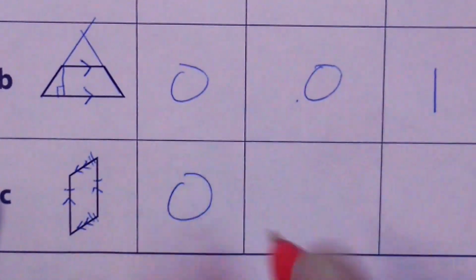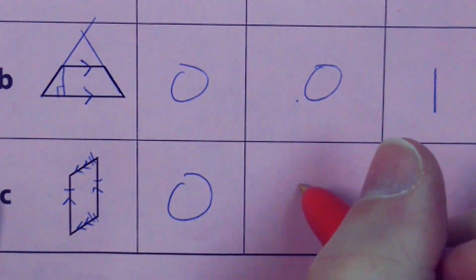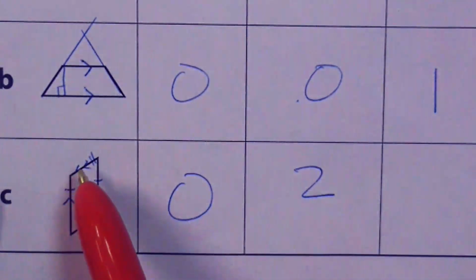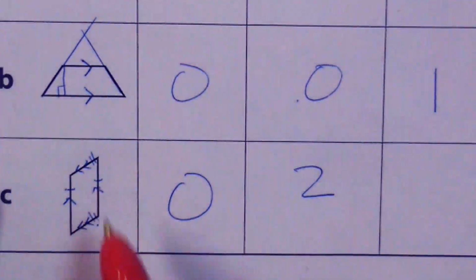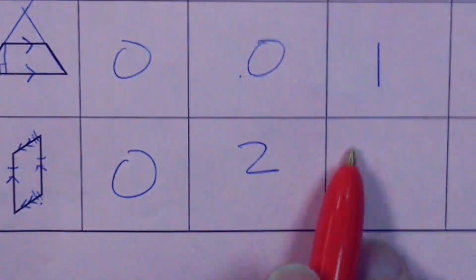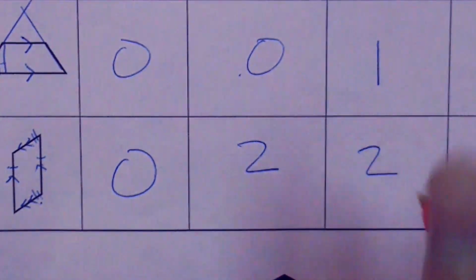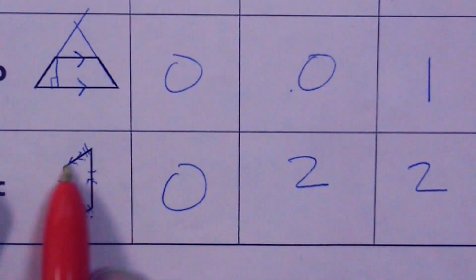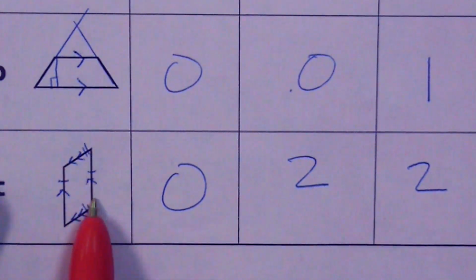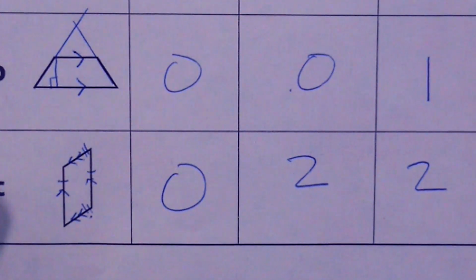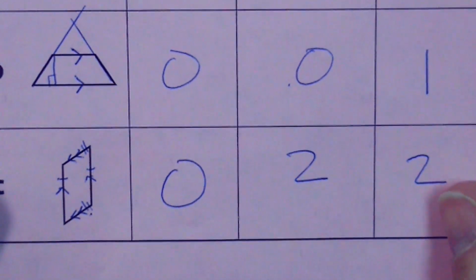How many right angles? None. How many pairs of congruent sides? 2, because we said that pair is equal in length, this pair is equal in length. Pairs of parallel sides? 2 pairs of parallel sides, because we said this side moves in the same direction as that side. They'll never touch. They are parallel.